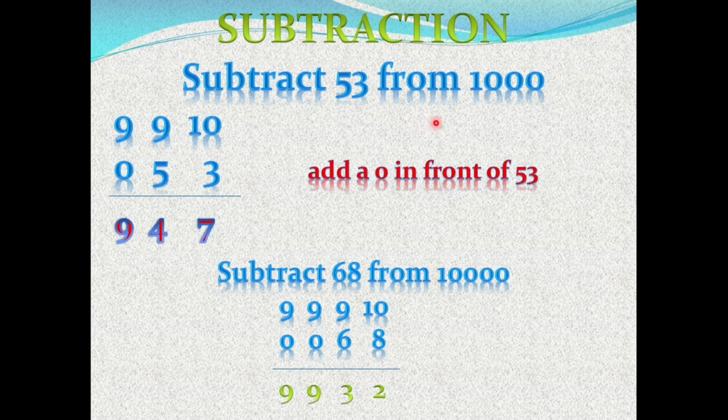And for explaining the same technique, I have taken another example where I have to subtract a 2-digit number from a 5-digit value. That is, I have to subtract 68 from 10,000. What I have done is, I have added 2 zeros in front of 68 because here the base is 10,000. The number of zeros should be 4, so the length of the digit should be 4. That's why I have added 2 zeros here.